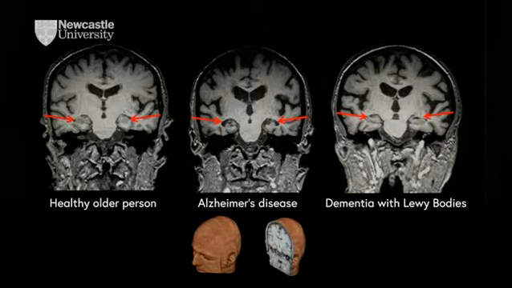On the right-hand side here is the scan from a person with a different type of dementia, called dementia with Lewy bodies. We can see that in this person, the hippocampus has been affected much less, which is a characteristic of dementia with Lewy bodies, and means that people with this type of dementia have fewer problems with memory than people with Alzheimer's disease.